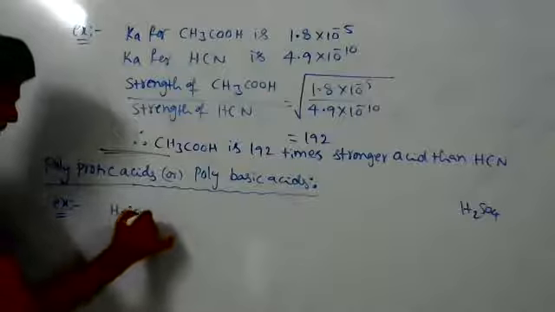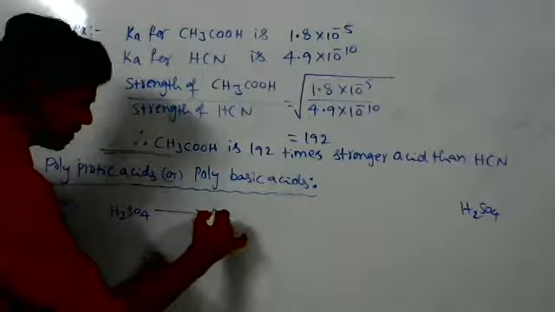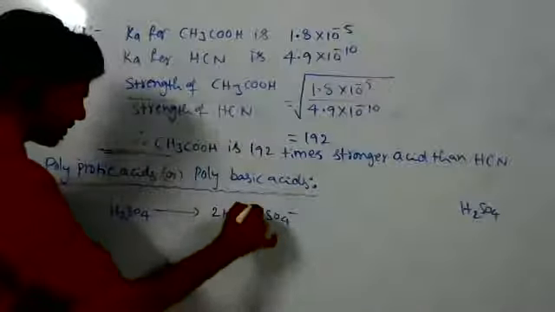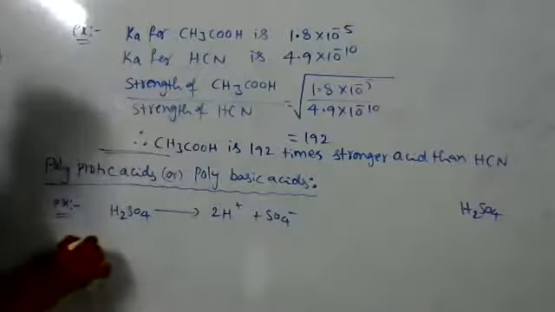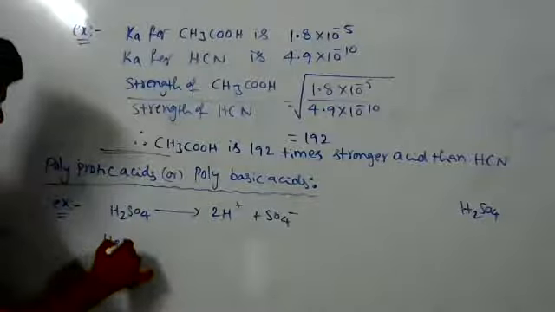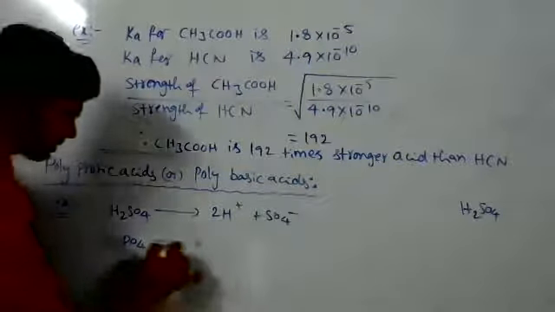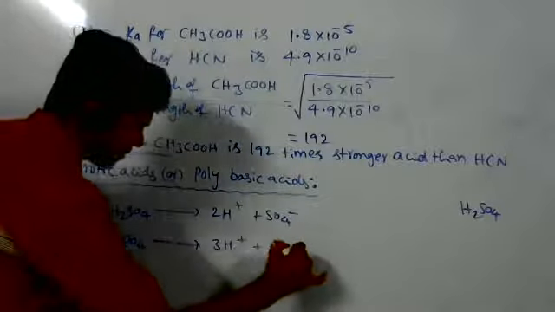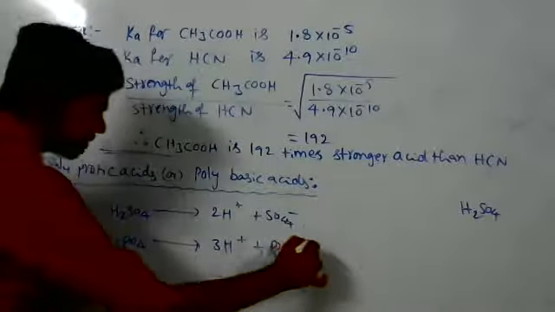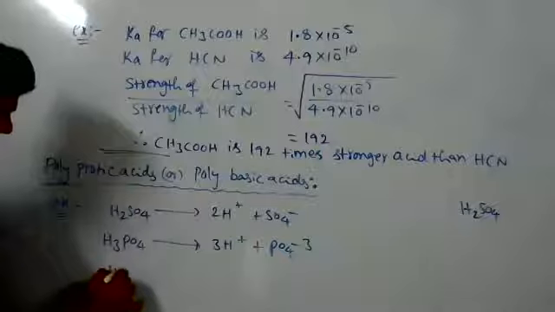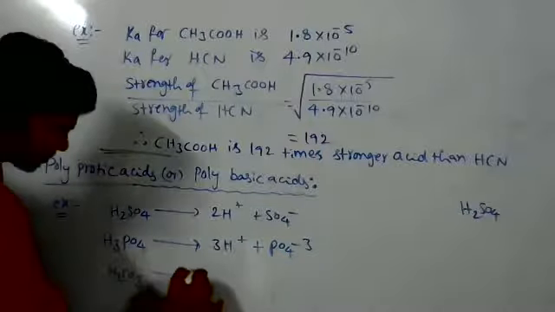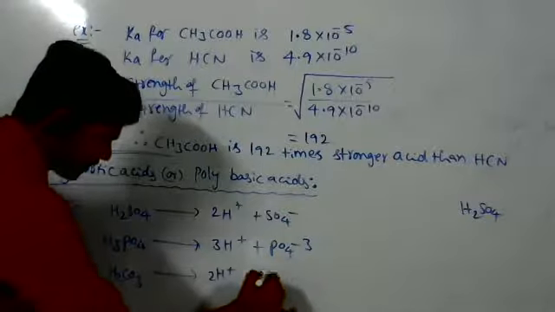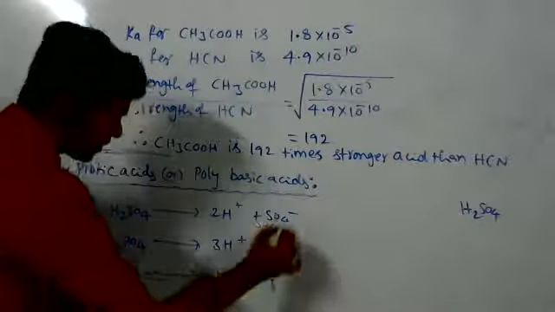H2SO4: it is able to give 2 H plus ions. H3PO4: it can give 3 H plus ions. Carbonic acid: it gives 2 H plus and CO3 2 minus. So these are called polyprotic acids.